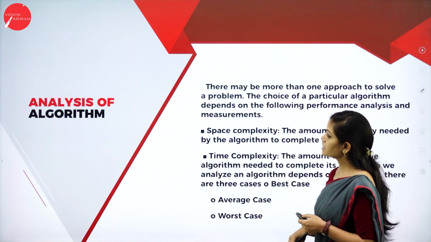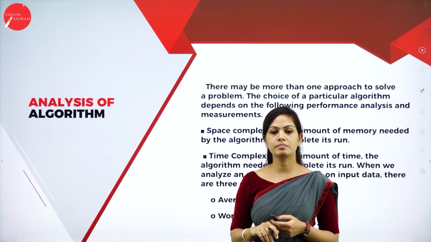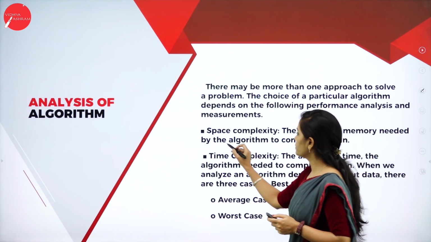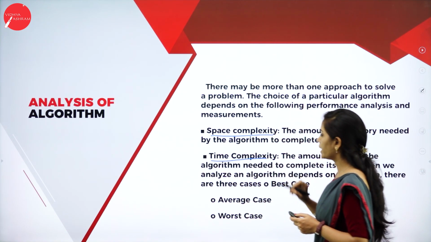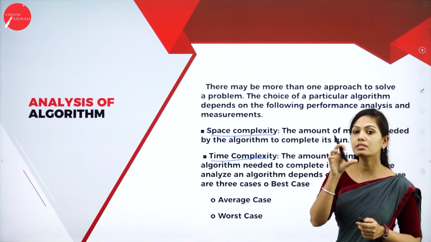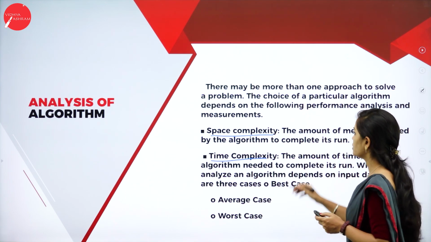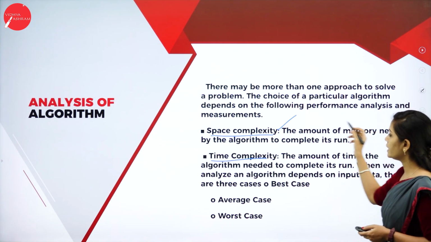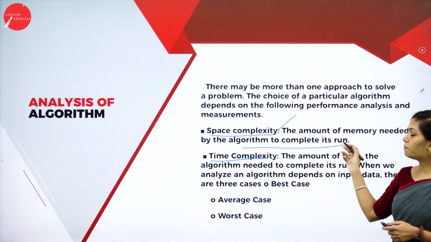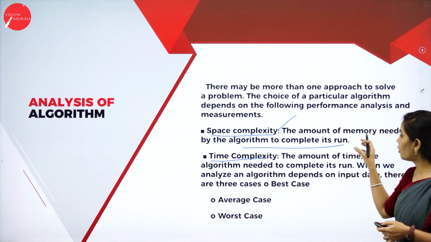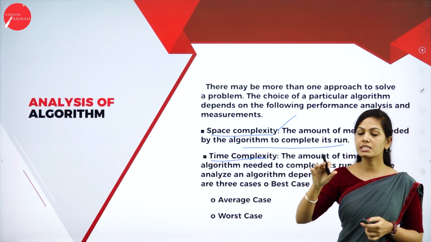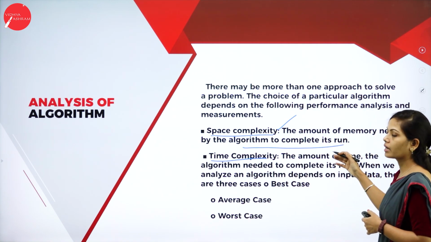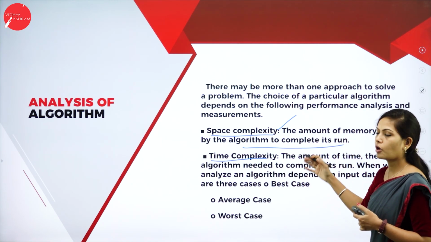And the next topic is analysis of algorithm. How do we analyze an algorithm? For analyzing an algorithm, we have two methods called space complexity and time complexity. We have to find the space and time complexity. So what is space complexity? The amount of memory needed by the algorithm to complete its run is called space complexity.